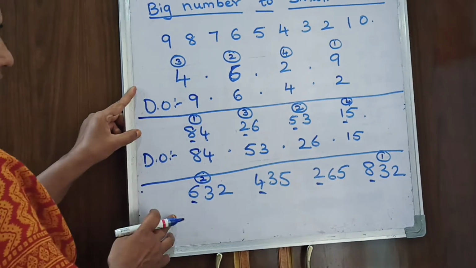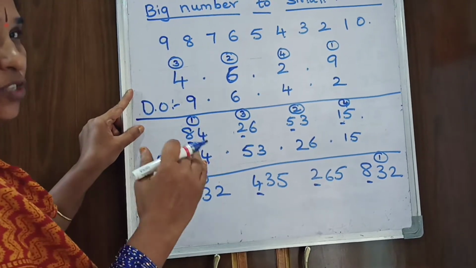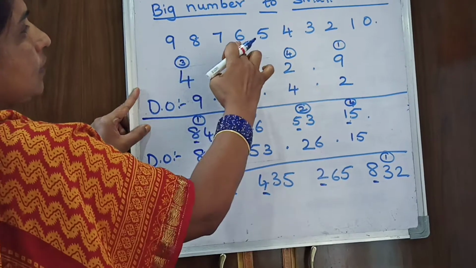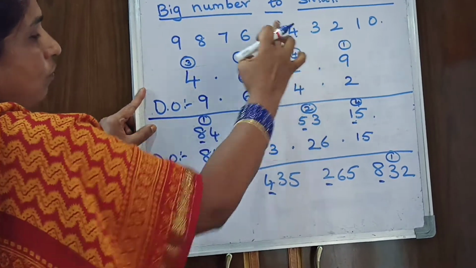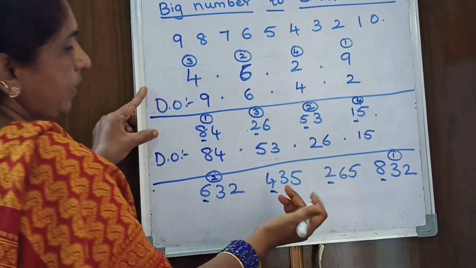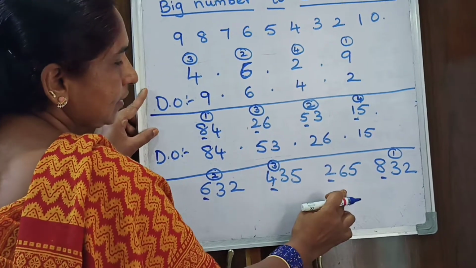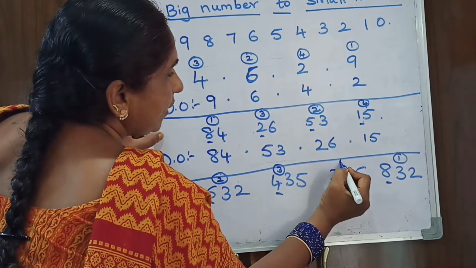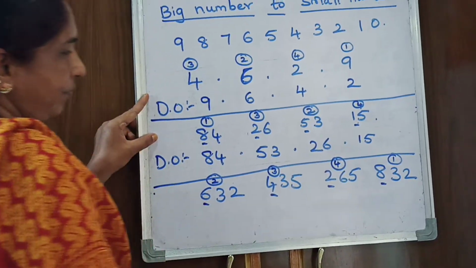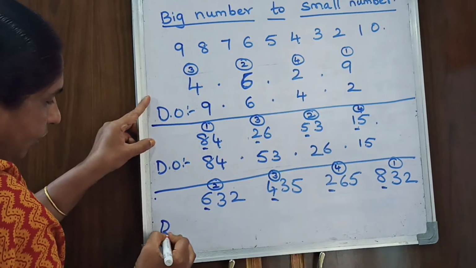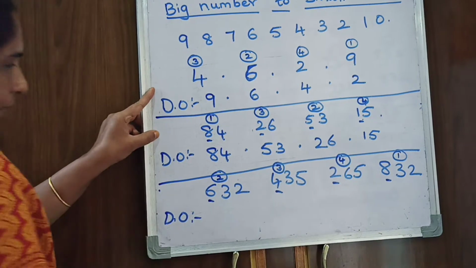632. Next, 632 after 6 before 5. 5, see here, 6 before 5. 5 before 4. So 4 is the next biggest number. So write 3 here. And the last remaining is 265. So now here, DO, descending order.